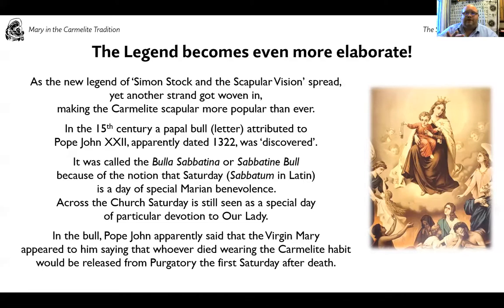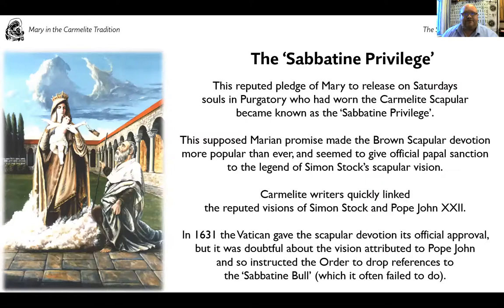So not only do we have a legend that a Carmelite was told that if you wear this, you'll be saved for eternal life, but a Pope has said it'll happen the first Saturday after you die. Now, this was known as the Sabbatine privilege, this reputed pledge of Mary to release on Saturday souls in purgatory who'd worn the Carmelite scapular. And it made the scapular more popular than ever. Again, this was linked by various people saying, oh, here we've got the story of Simon Stock, here we've got the story of the scapular, here we've got the bull of John the 22nd. They all get wrapped up.